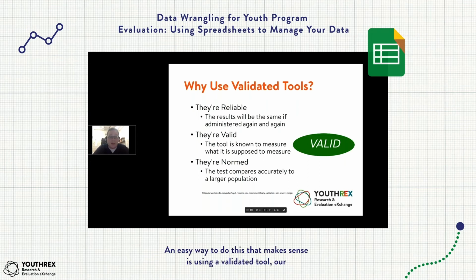An easy way to do this that makes sense is using a validated tool. Our population sizes may be too small to actually find out if these tools that we're using are accurate, but if we use a validated tool, or a tool that people have already checked out, that means that they're reliable. The results are the same over and over again. They're valid because we know what they're supposed to measure, and they're normed because they test them with thousands of people to make sure that these tools represent what they want to represent.